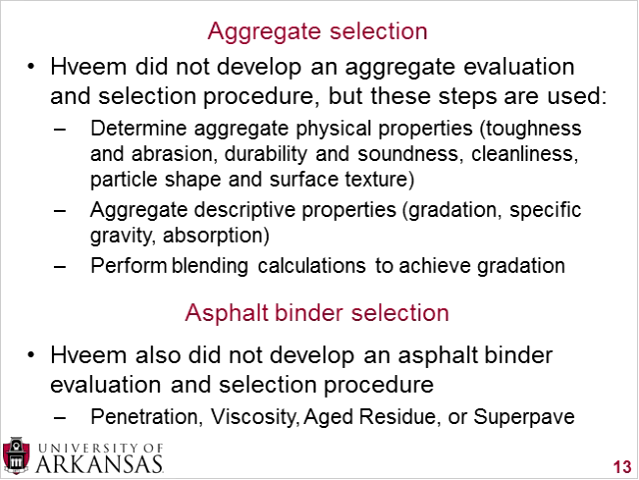So you have your toughness and abrasion, your durability and soundness, cleanliness, particle shape, and surface textures. So these are physical properties, kind of a blend of those consensus and source properties that we already saw. But these are now currently used in order to determine which aggregates you'll use and how you evaluate them. You also have some descriptive properties, such as your gradations, your specific gravity, and your absorption. So these are tests that you can run on your aggregate in order to get a little more information about them. And then finally, you perform blending calculations to achieve your gradation.